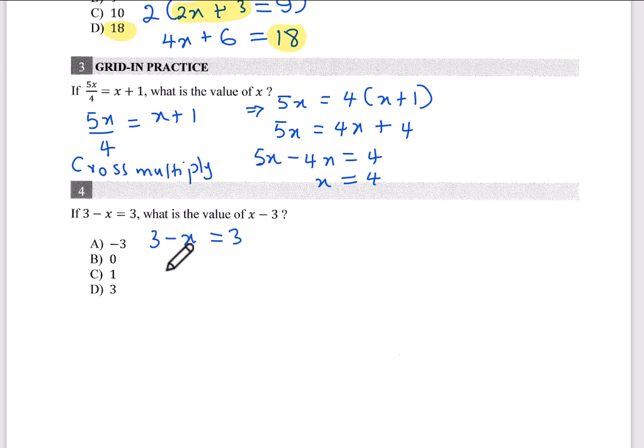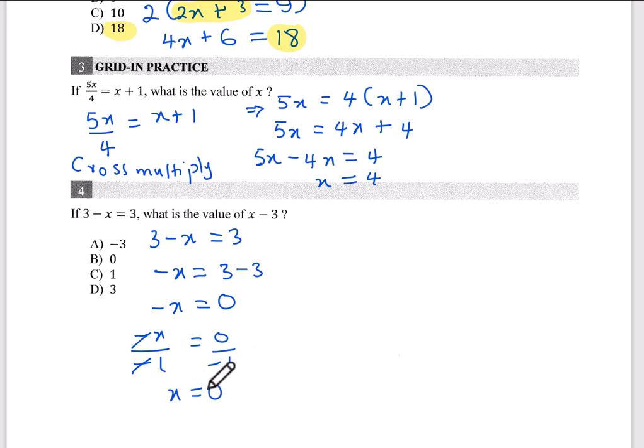Let's fix this first. I want x to stand alone. So minus x is equal to 3 minus 3, this going over. So you have minus x is equal to 0. Multiply through by negative, or divide through by negative 1. Whenever you have a coefficient with a negative, just divide both sides by negative 1. So minus x over minus 1 is equal to 0 divided by minus 1. The minus will cancel out, and x over 1 is the same thing as x. You understand? So this is just 0.